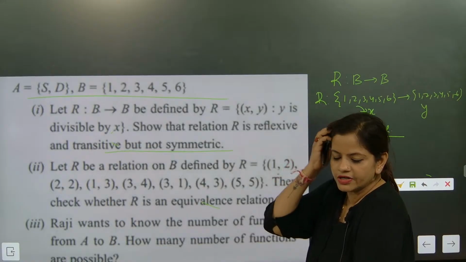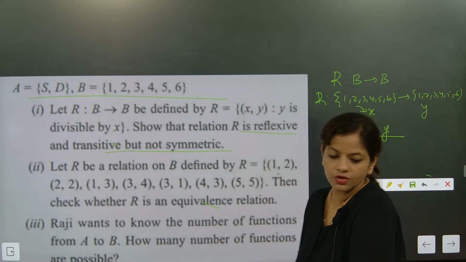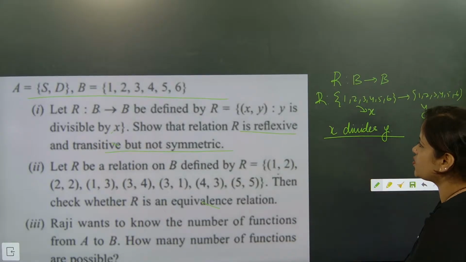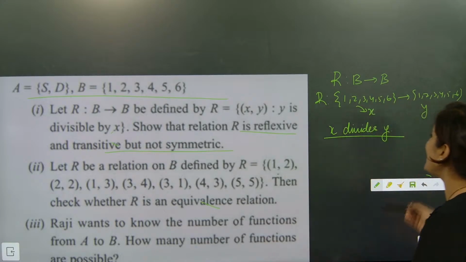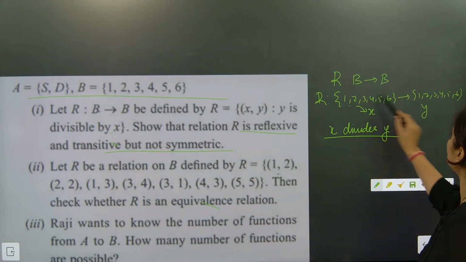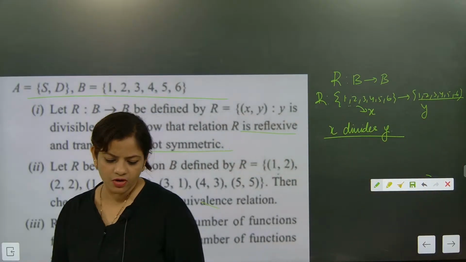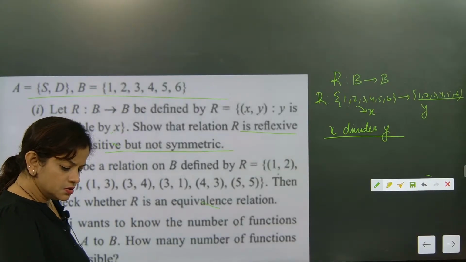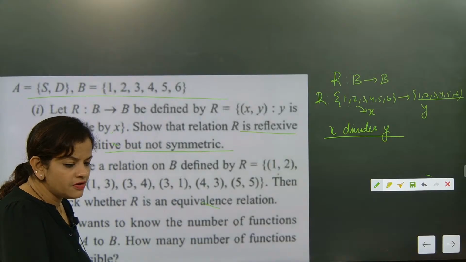I hope you might have understood this one. X divides Y. So when somebody asks you this question, how are you going to relate to it and solve the question? X divides Y. So definitely which numbers can be dividing Y? Let's check this one out. X will be dividing Y. 1 can divide all 6. Say it, 1 can divide all 6. Every number is divisible by itself.